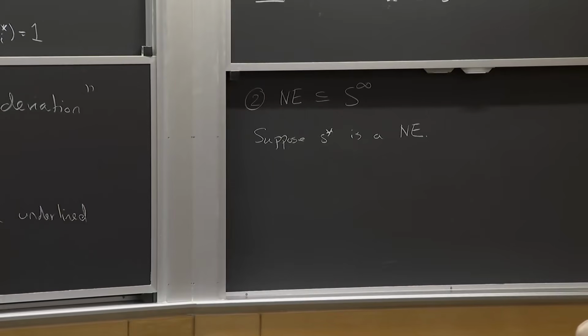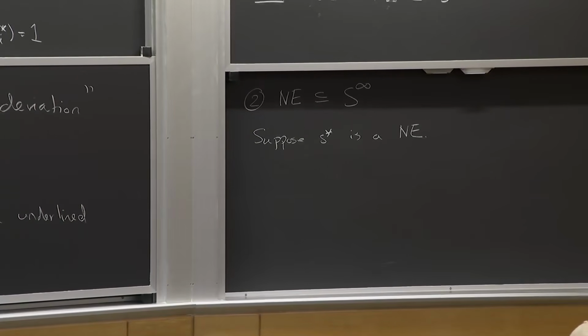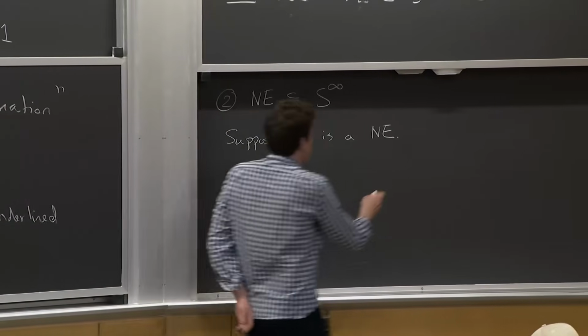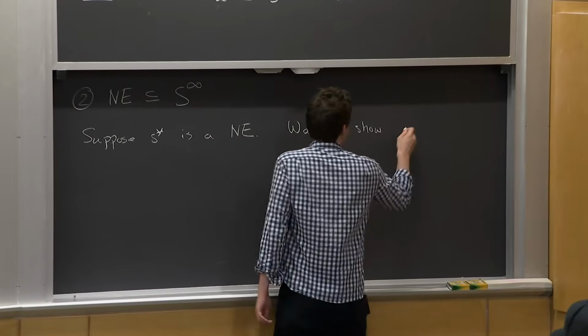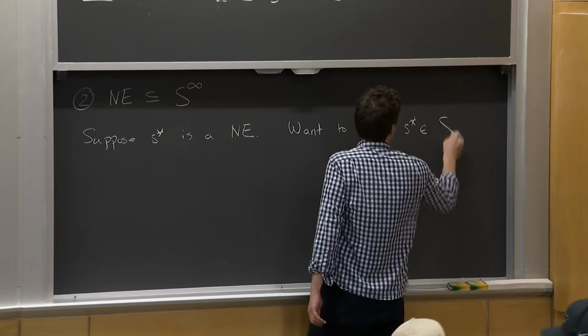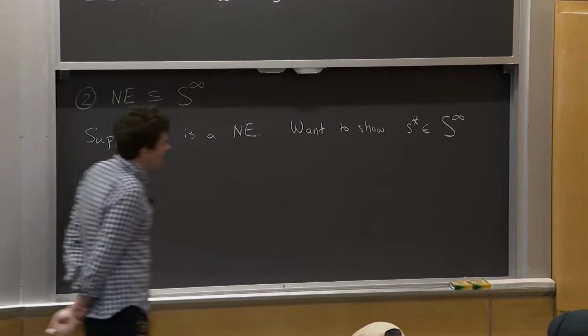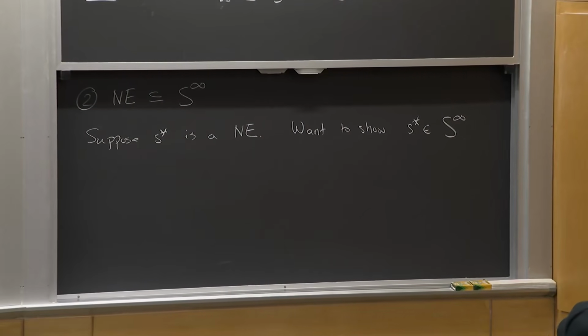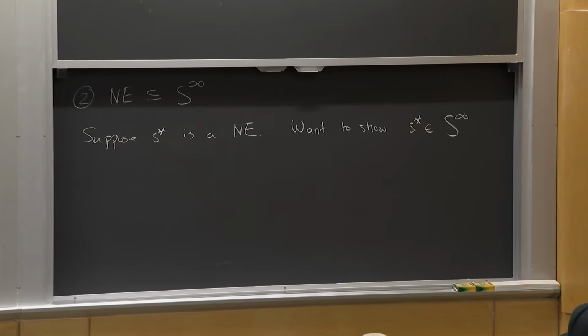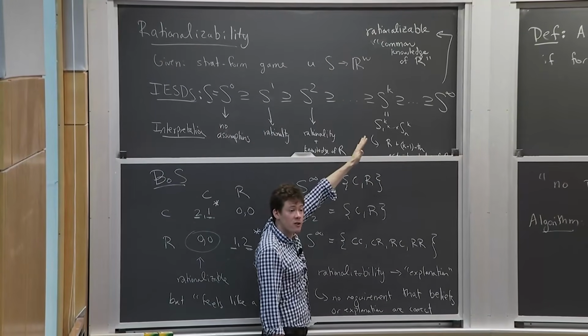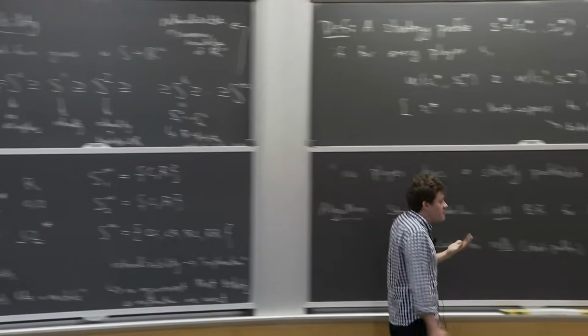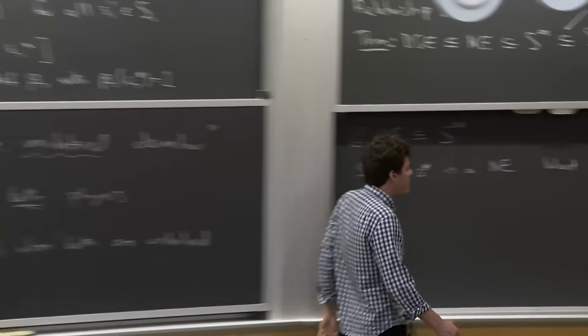What do we want to do? We want to show that S star is rationalizable, right? So we want to show that S star is in S infinity. But doing that directly is kind of hard because S infinity is only the result of this iterative procedure. But remember, from over here, the way we got to S infinity is we just kept making the set smaller and smaller and smaller.